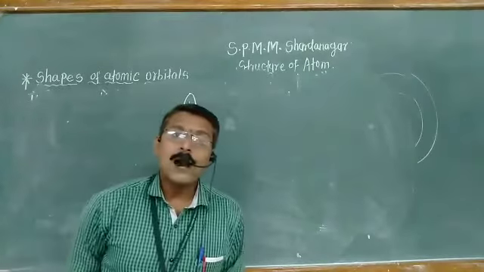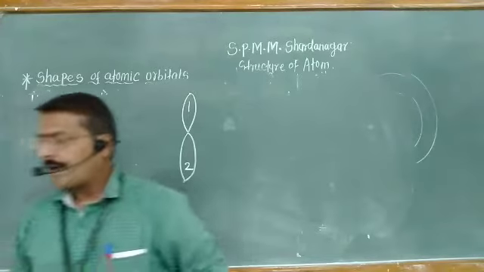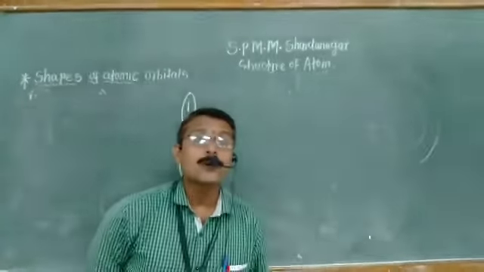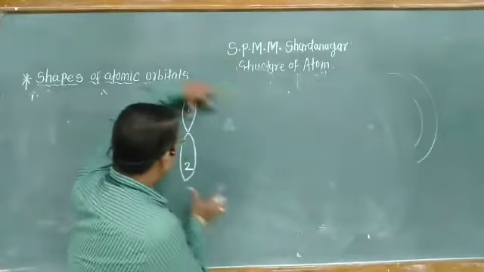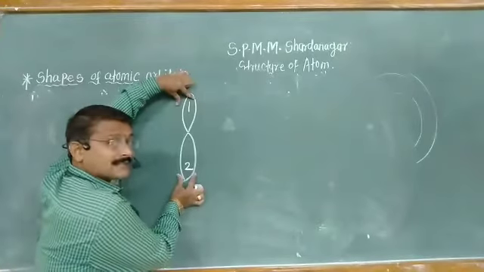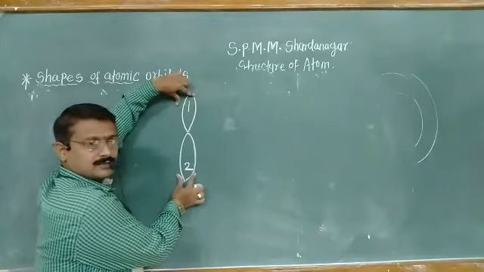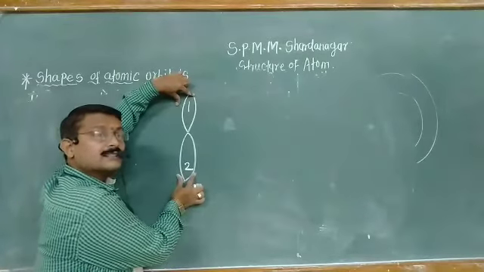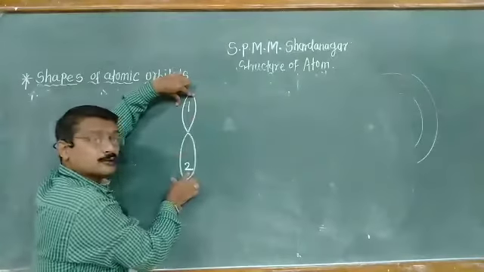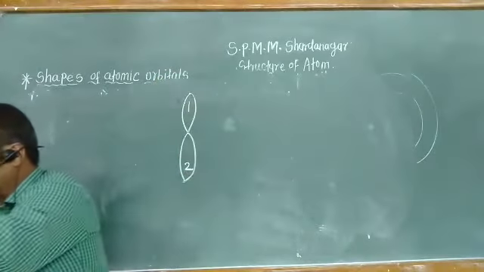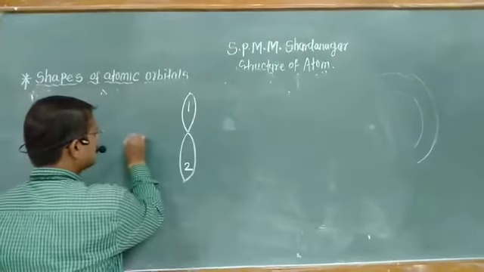These 2 lobes are separated by a plane having 0 electron density. The plane in which the electron density is 0 separates these 2 lobes. This plane is called a nodal plane. Just see that.